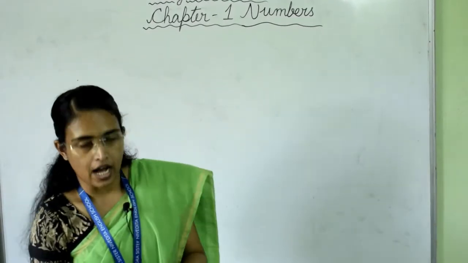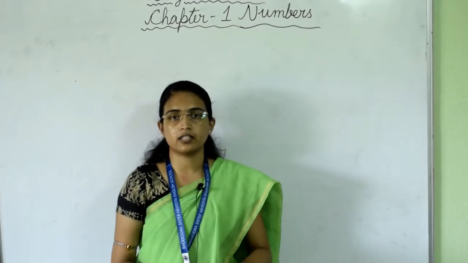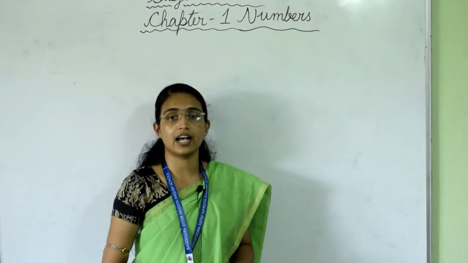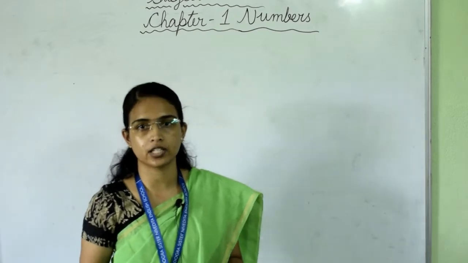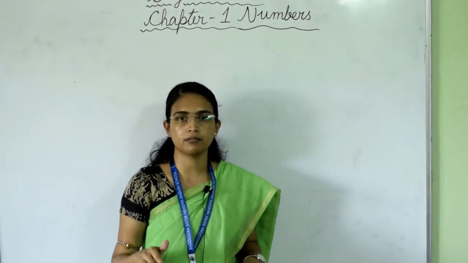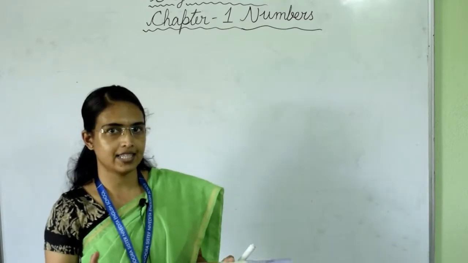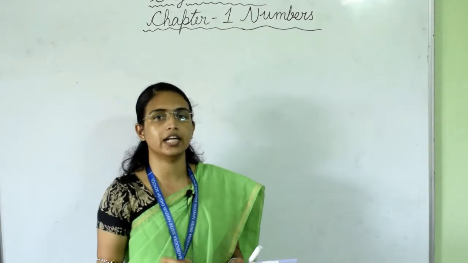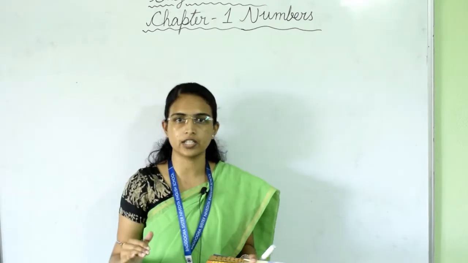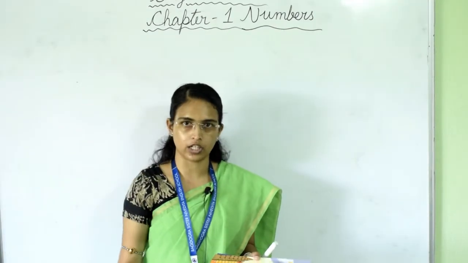So do you know what is the meaning of ascending order? Ascending order means increasing. Increasing मतलब छोटा से बड़ा, ठीक है? So ascending order means increasing and descending order means decreasing. That means बड़ा से छोटा.